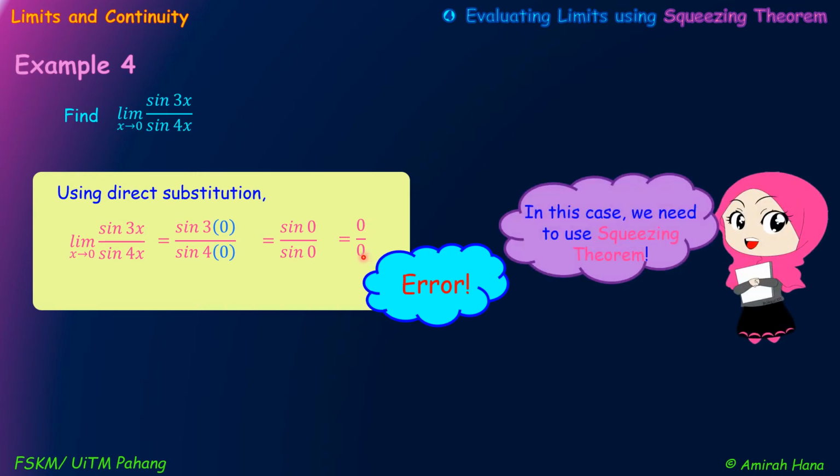In this case, we need to use squeezing theorem because we are given a trigonometric function, and when we use direct substitution, the answer gives 0 over 0. That's why we need to use squeezing theorem.